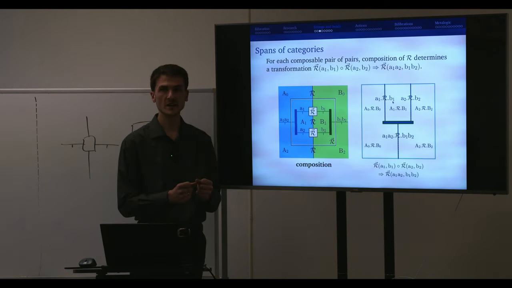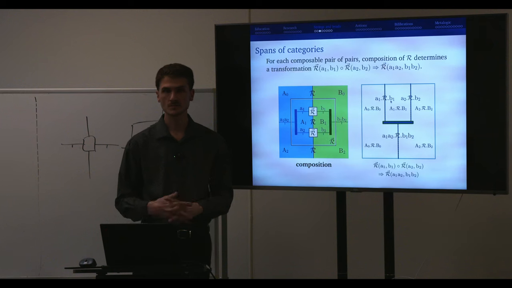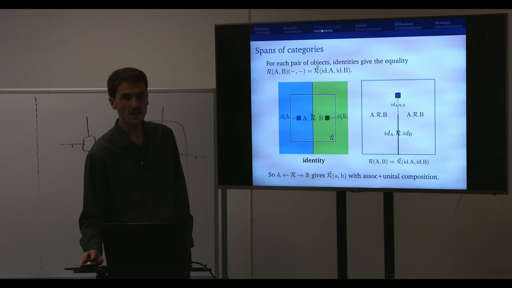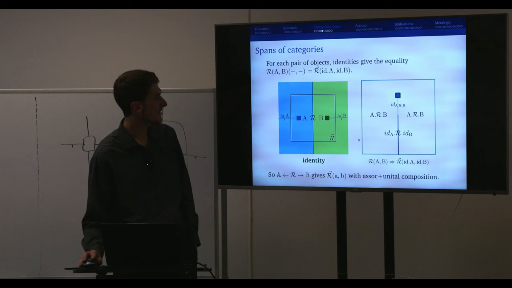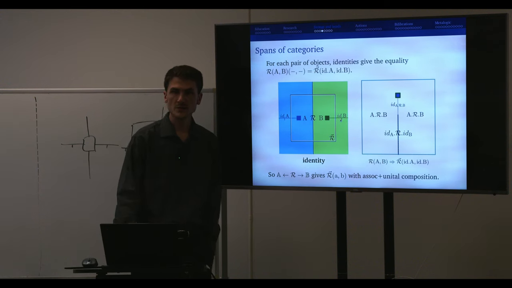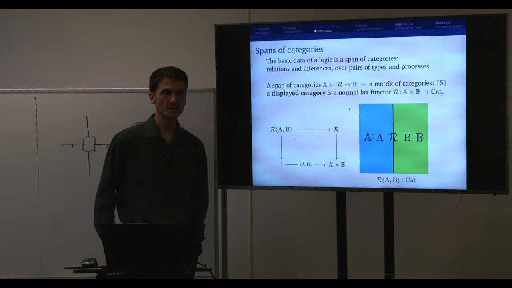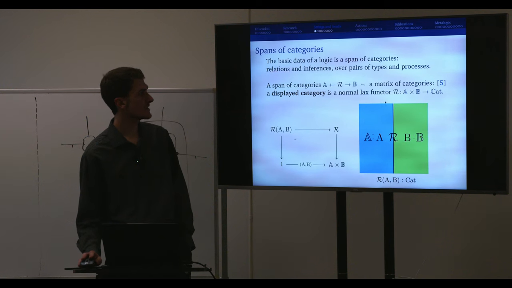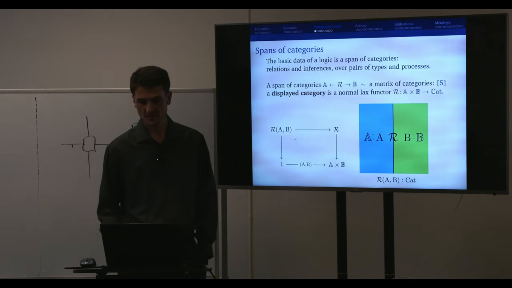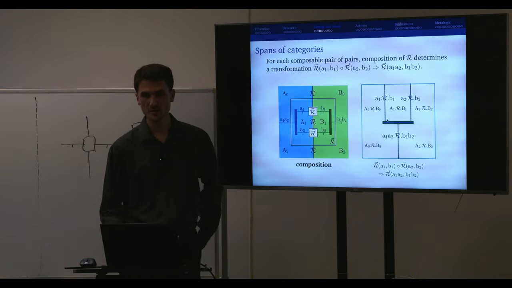In the same way that we're breaking up the objects and morphisms of R fiberwise, we're just breaking up composition of R fiberwise. And similarly for identity, given something lying over a pair of objects, then its identity lies over the identities of those objects. And so altogether, what we're defining is what's known as a displayed category, which is a normal lax functor from A times B to CAT. But all that it means is we're just getting a matrix of categories and a matrix of profunctors with composition and identity.